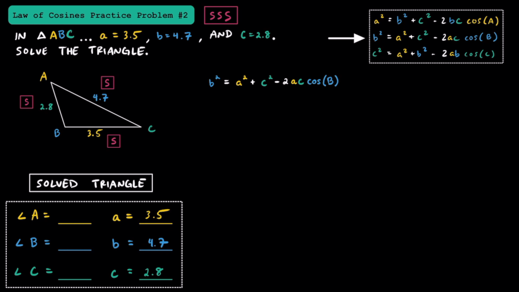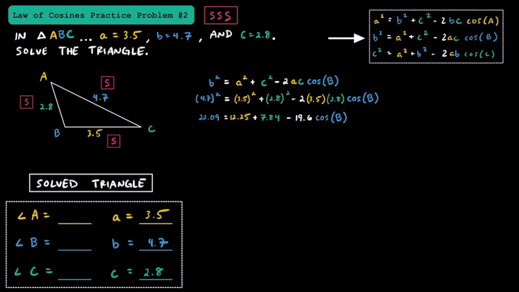Go ahead and write the formula, and then let's make some substitutions. Our A squared is going to be 3.5 squared, our C squared is 2.8 squared, and our A and C here are 3.5 and 2.8. And on the left side, our B squared is 4.7 squared. Evaluating this a bit, we get 4.7 squared is 22.09, 3.5 squared is 12.25, 2.8 squared is 7.84, and 2 times 3.5 times 2.8 is equal to 19.6.